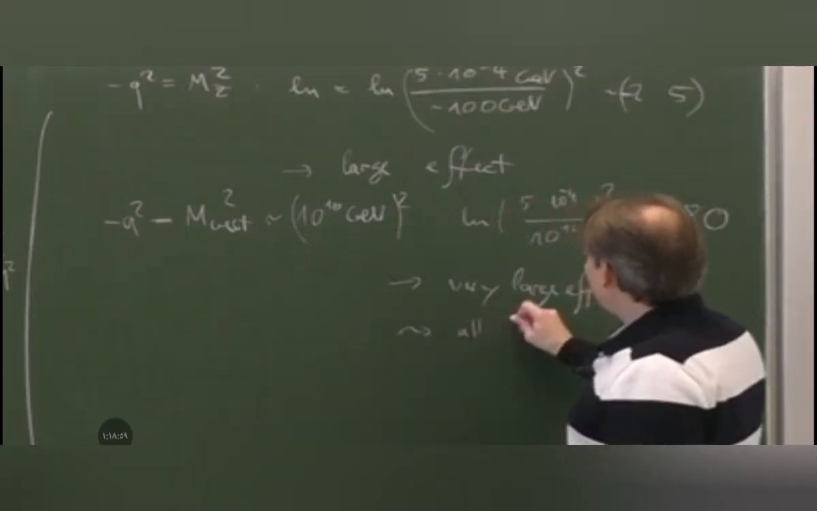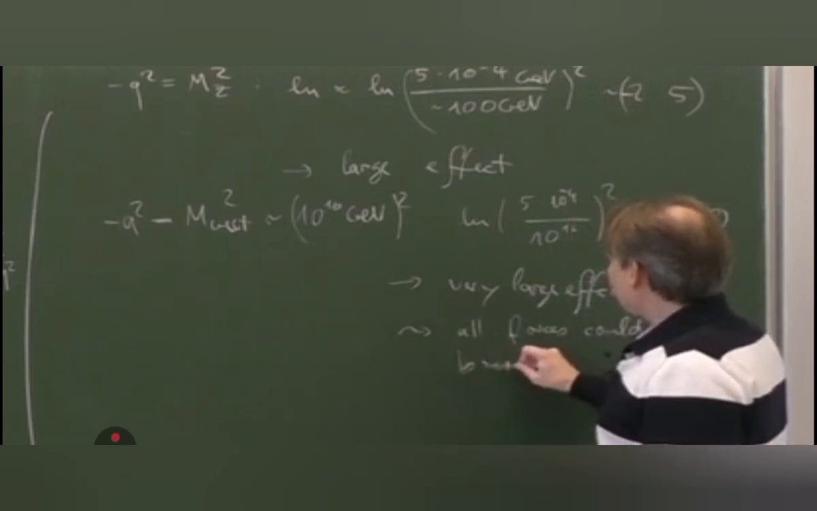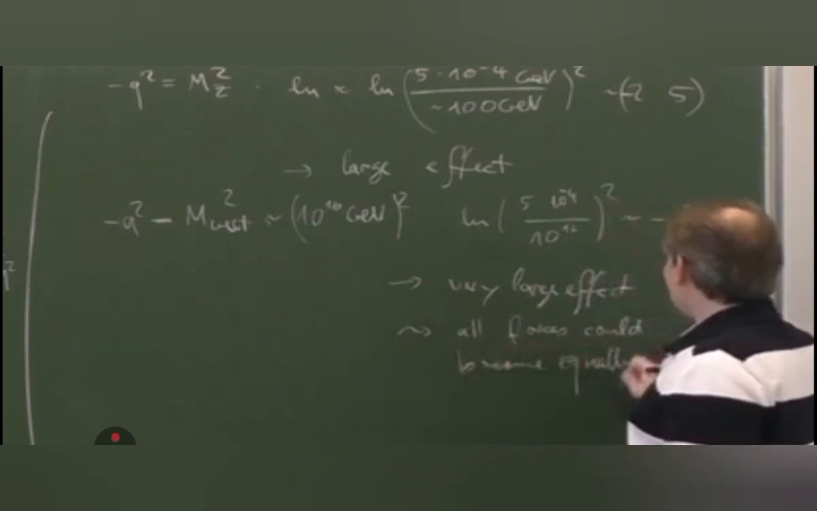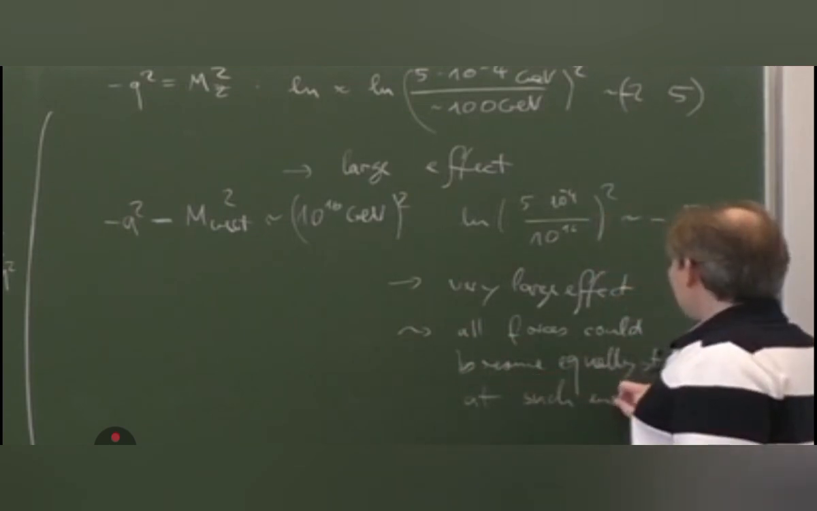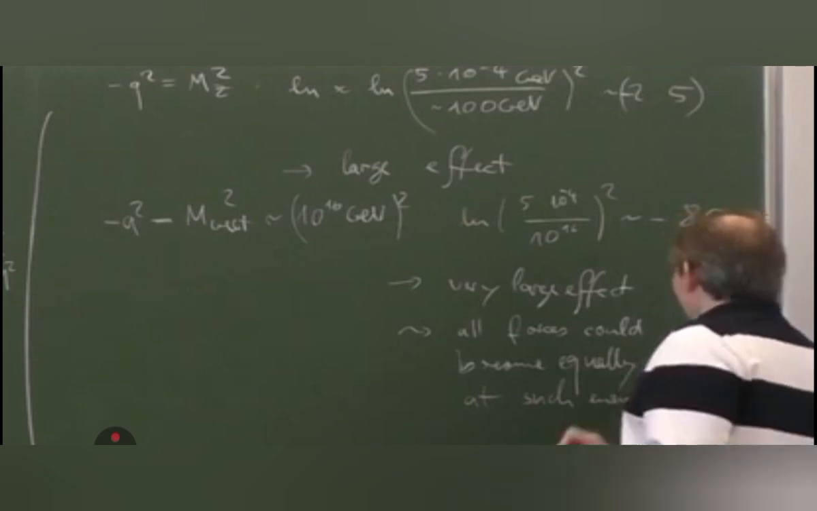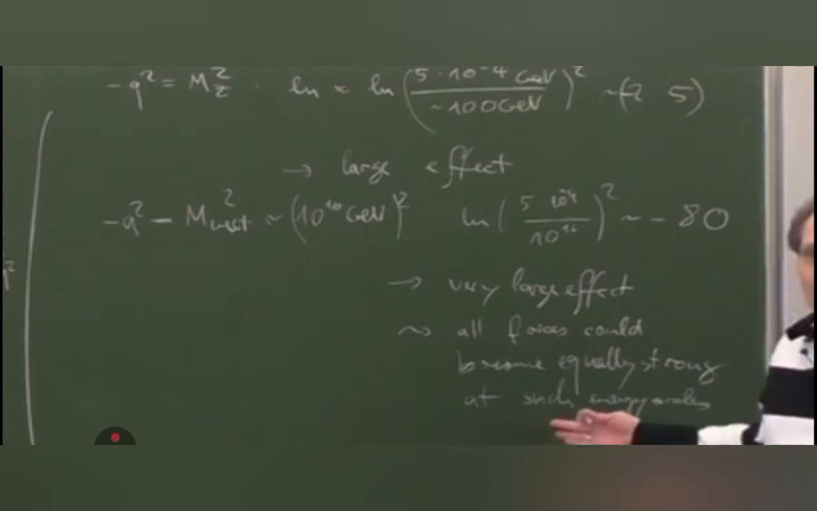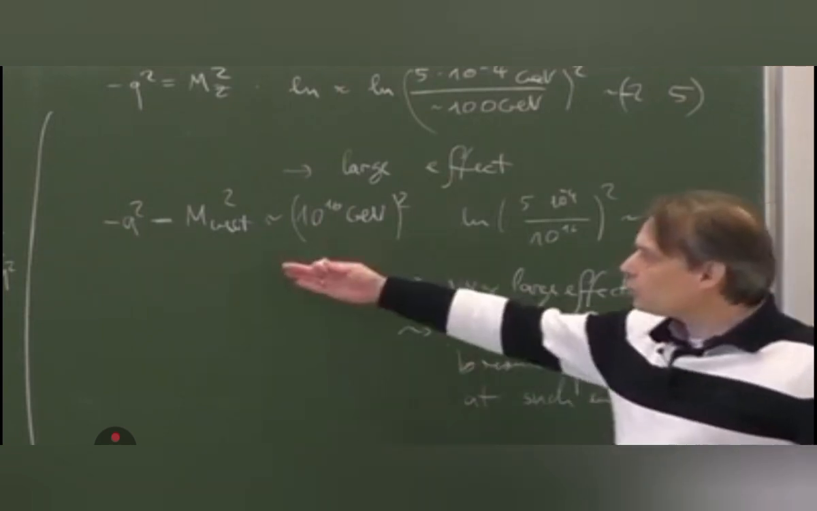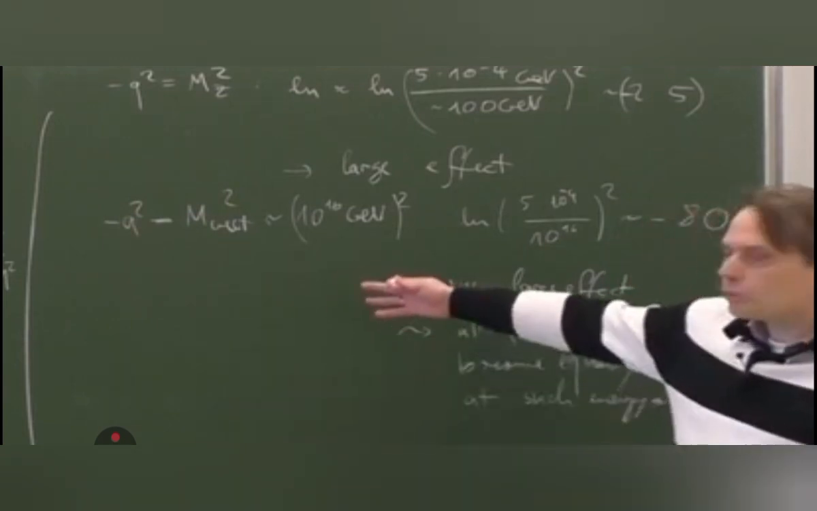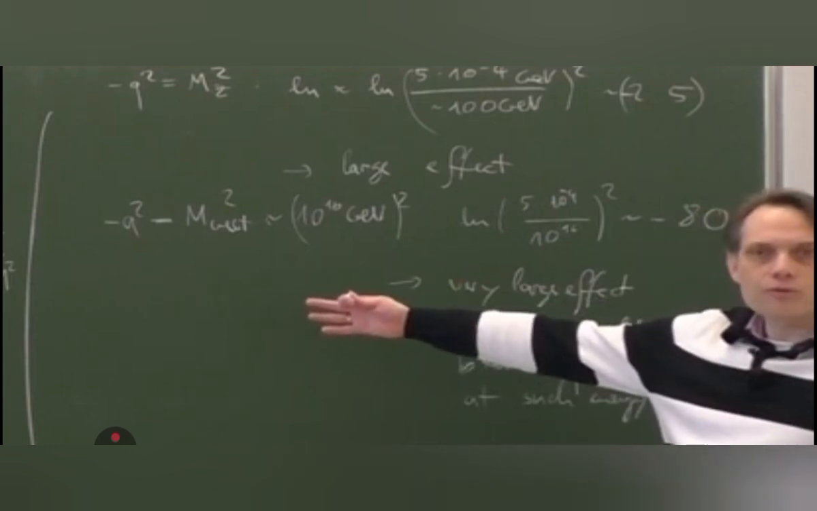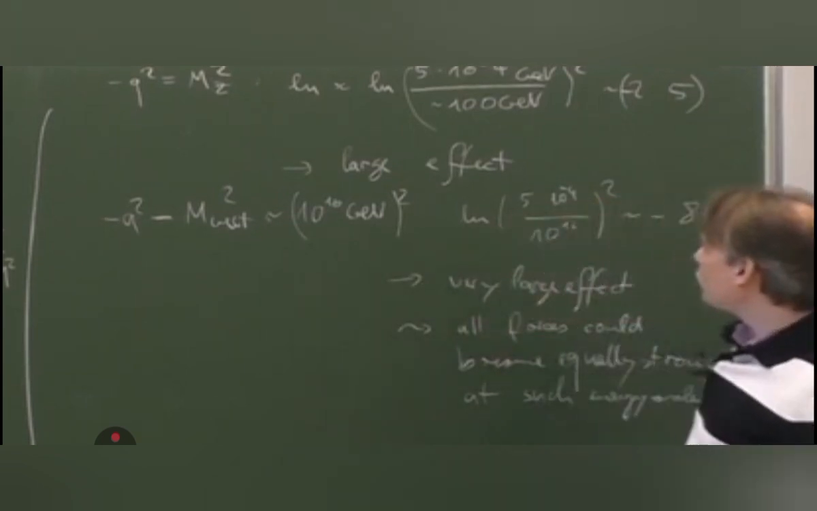All forces could become equally strong at such energy scales. And this is how we know what the grand unification scale should be. If grand unification exists, then it should be an energy scale where the effective interaction strengths of all forces are approximately equal. And here we see that we can actually calculate the effective interaction strengths at different energies, and in that way we can obtain information on this hypothetical grand unification scale.